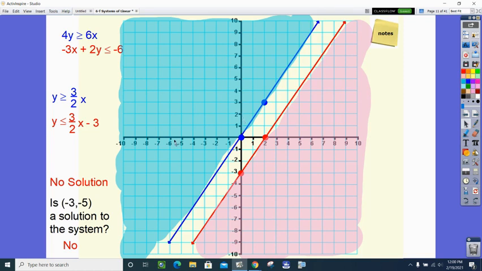You also could have left the blue one the way it is and just flipped the red one the other way around, and then the double shading would have been up above the blue one here. So don't think that just because they're parallel, there's no solution. It's because of the way the inequalities are basically pointing that made this one not have a double shading area.